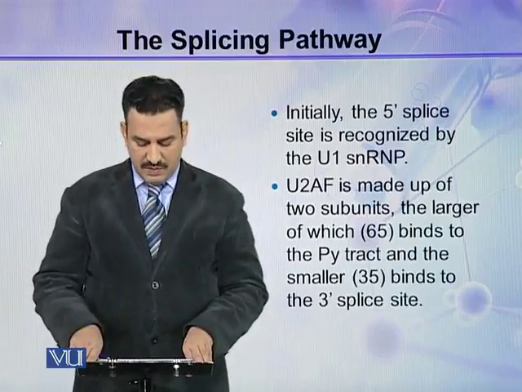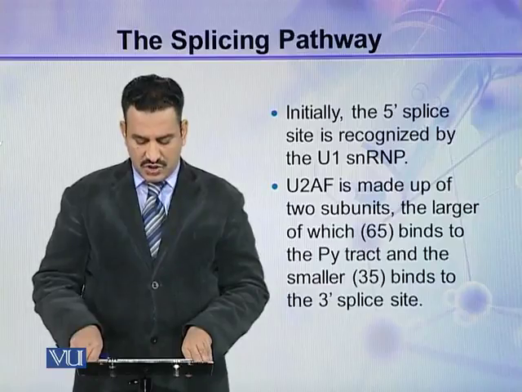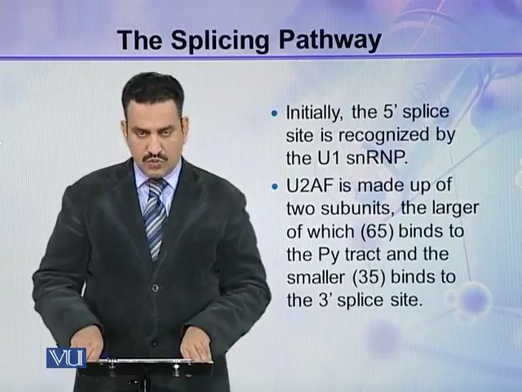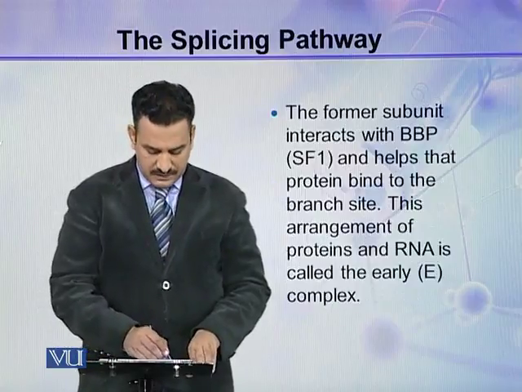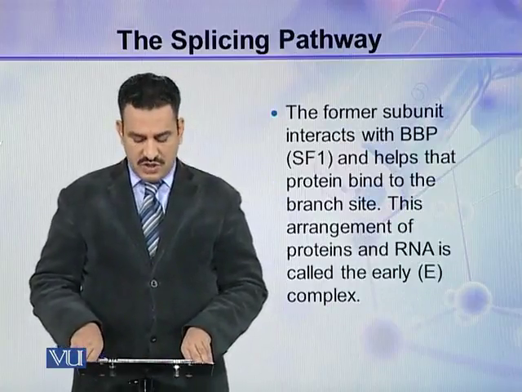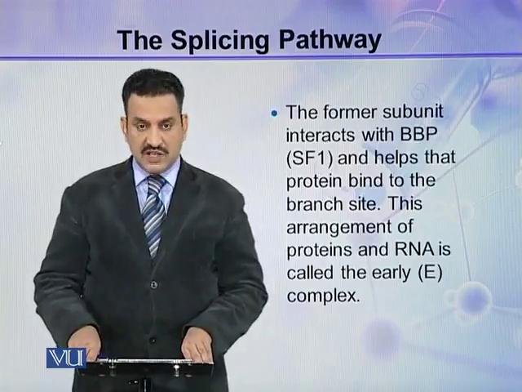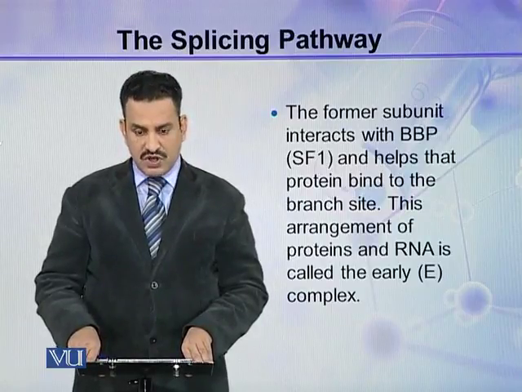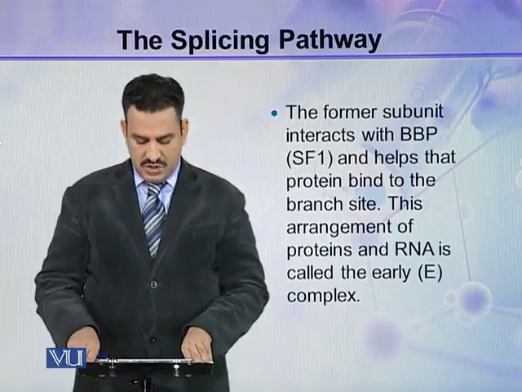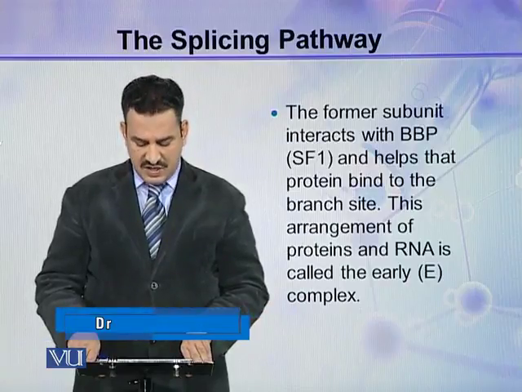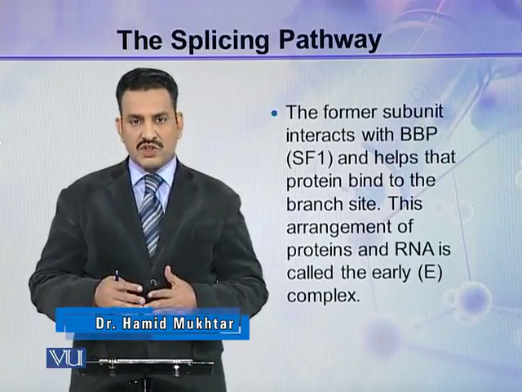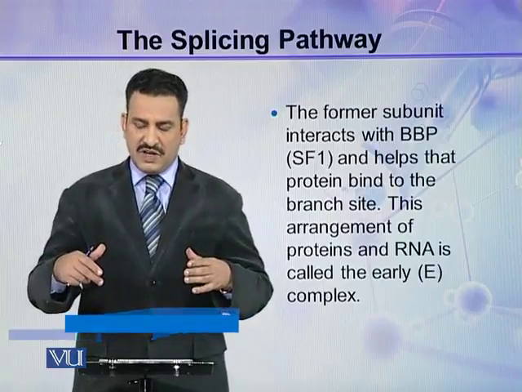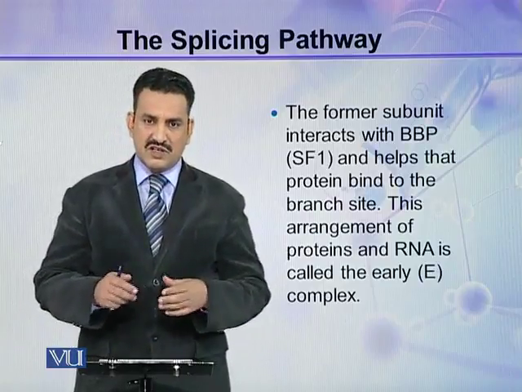U2AF is made up of two subunits. The larger, 65, binds to the PY tract and the smaller, which is 35, binds to the 3' splice site. The former subunit interacts with BBP SF1 and helps that protein bind to the branch site. This arrangement of protein and RNA is called the early E complex. So the early E complex is formed by the attachment of all these proteins and snRNPs.